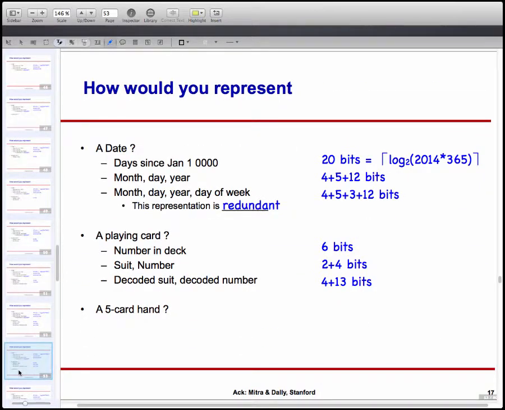5 card hand. So let's say you are playing poker and you draw a 5 card hand, 5 cards. How many bits do you need to represent the hand? So firstly, how many hands are there? How many 5 card hands are there out of a deck? Anyone?